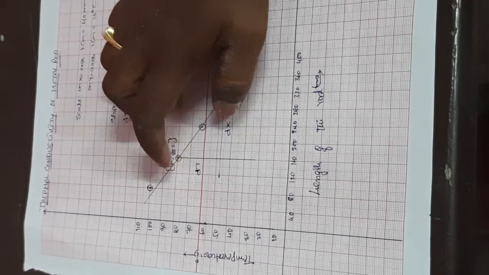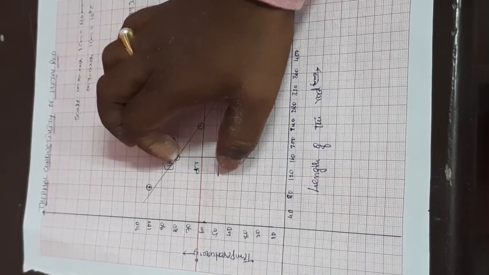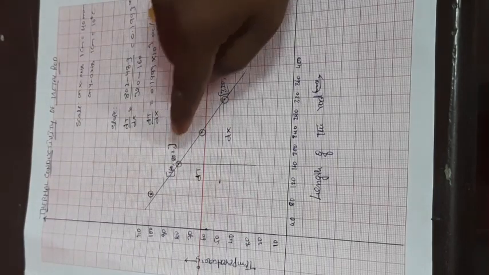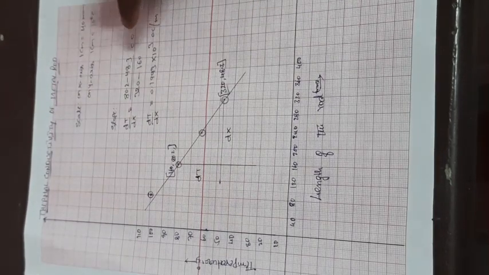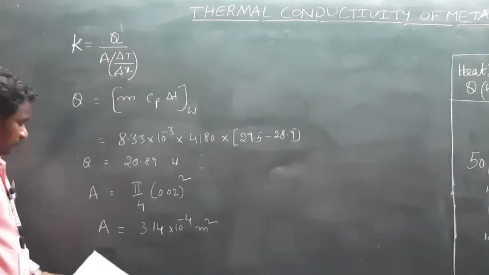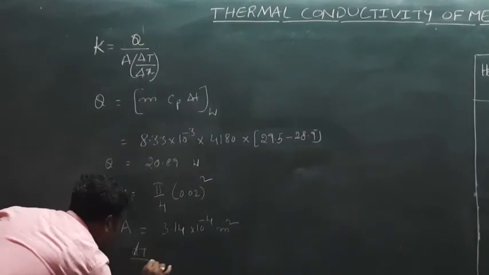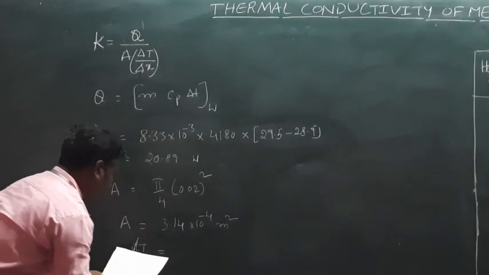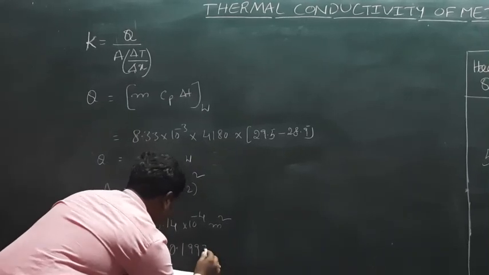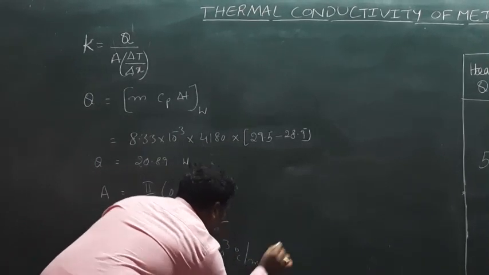We know the formula for slope equals y by x. Y means temperature on the y axis and x means the difference, dT by dx. By using these values I calculated the slope value. According to the graph, the temperature gradient value dT by dx equals 0.1993 × 10^3 degree centigrade per meter.